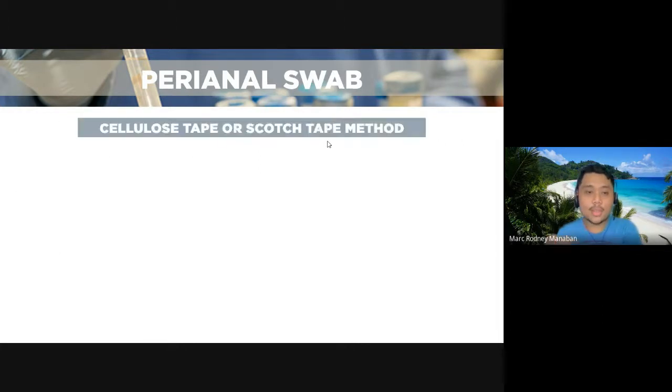Of course, our method here is the cellulose tape or scotch tape swab method. The scotch tape swab method, dears, for the longest time has been considered the gold standard. Again, the gold standard test for the diagnosis of Enterobius vermicularis. Please take note of that. Gold standard test for the diagnosis of Enterobius vermicularis infections.